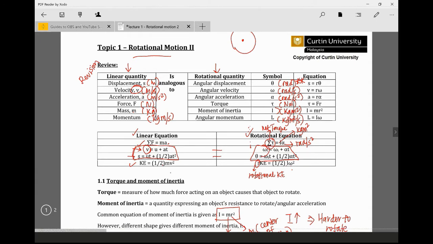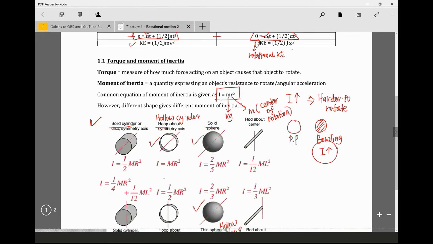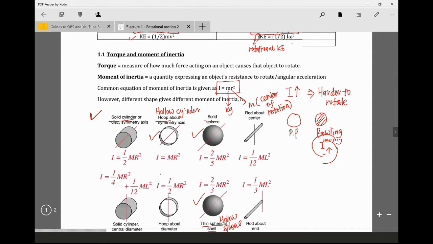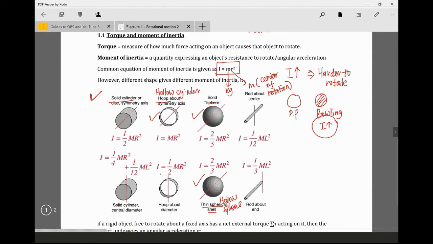Okay, so now let's look at the first part, which is moment of inertia. The moment of inertia is equivalent to the resistance of an object to any rotating effect. Just like the example that I've given just now.